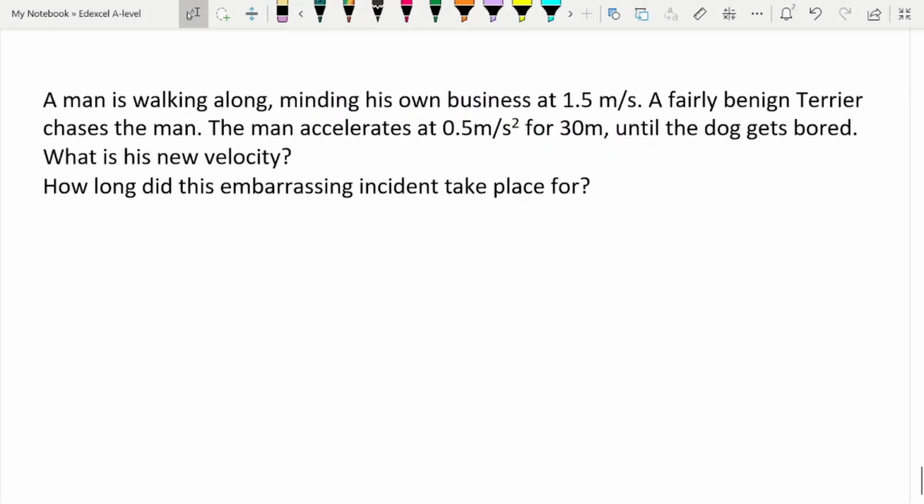Final question. And this is sort of a double-barreled question here. We have to do 2 parts. Let's see what we've got. A man is walking along, minding his own business at 1.5 meters per second. A fairly benign terrier chases the man. The man accelerates at 0.5 meters per second squared for 30 meters until the dog gets bored. What is his new velocity?